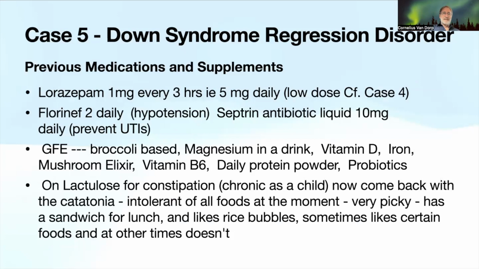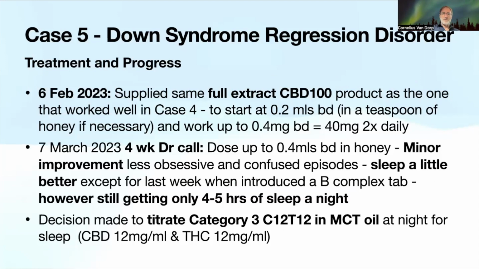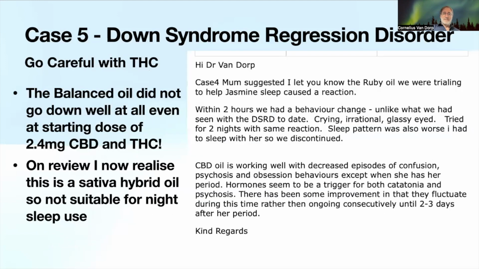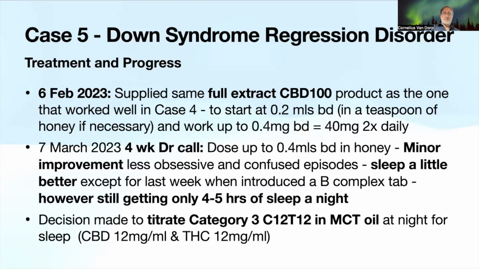Previous meds: lorazepam, Florinef, some supplements, lactulose for constipation. So we gave her the same oil that works so well for the other Down syndrome regression disorder. Minor improvement at 4 weeks, and then the sleep was a problem. So I decided to titrate a C12T12, with 12 milligrams per mil of CBD and 12 milligrams of THC.